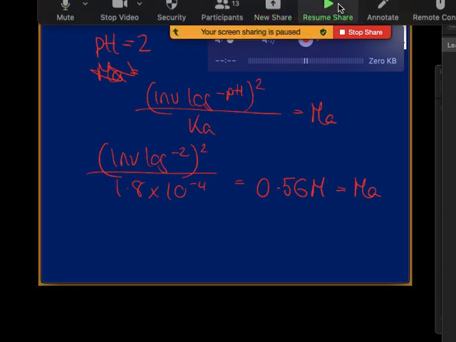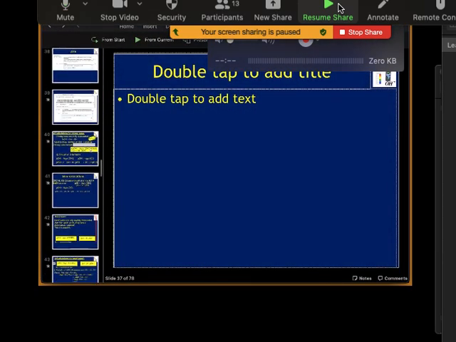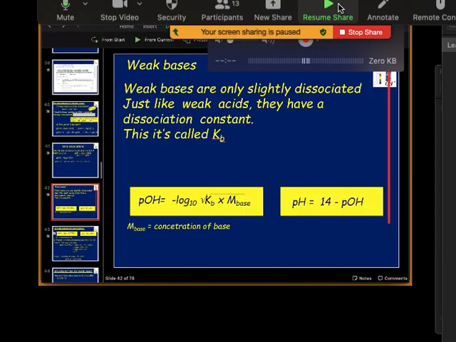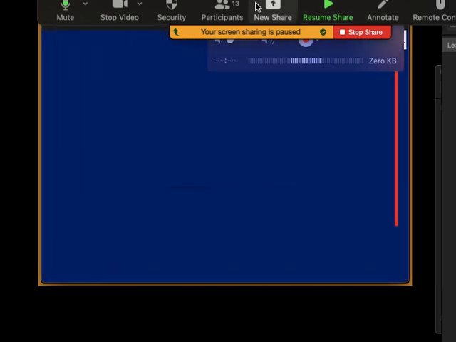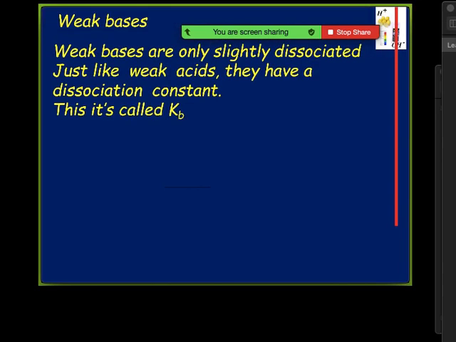Okay, I'm going to come out of that, discard that. We've already done our strong acids, strong bases, so we're just going to flip ahead. It's page 150 on mine, and we're going to look at weak bases. Because we've done the weak acids, this should make some sense to you.